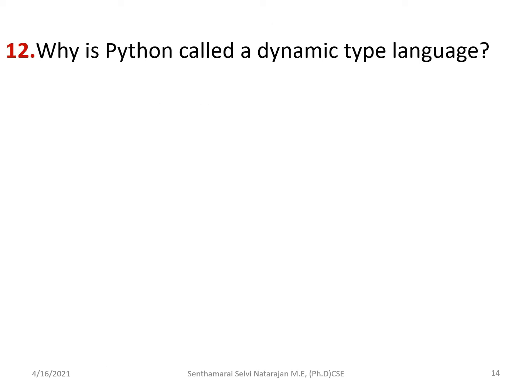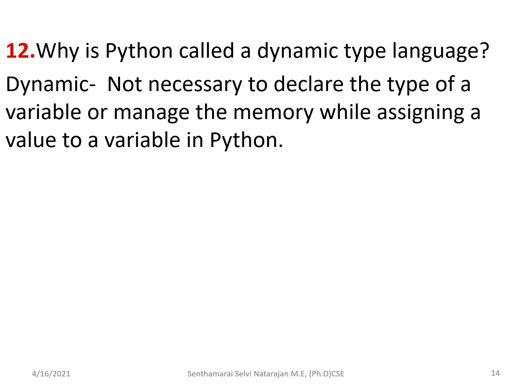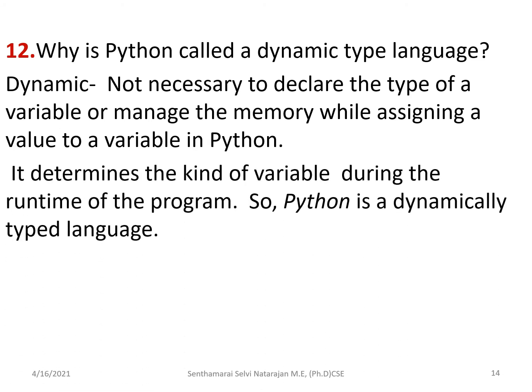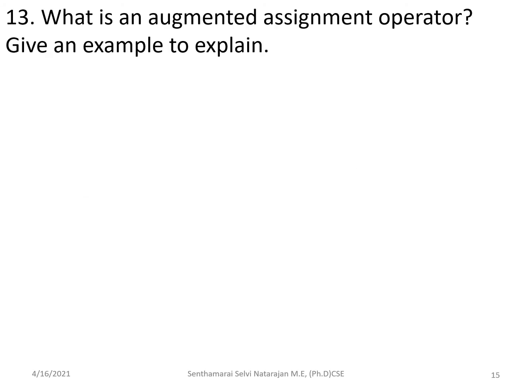Next, here you have to tell why the Python language is called a dynamic language. You know that dynamic means runtime. In Python, when you are writing the program, you will not specify the data type of the variable when you are defining it. The values are assigned, and during the runtime, the data type of the variable is determined.